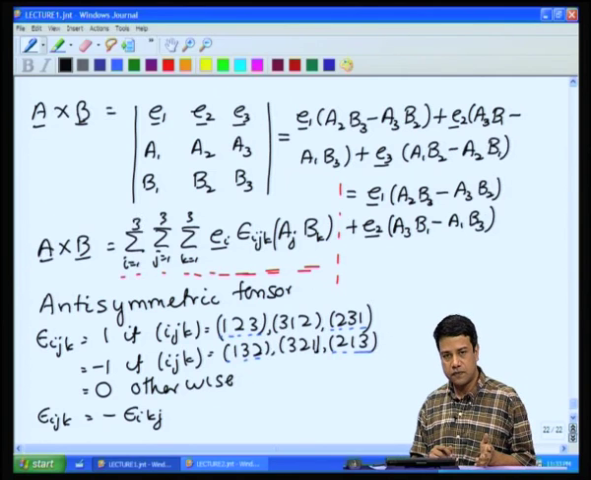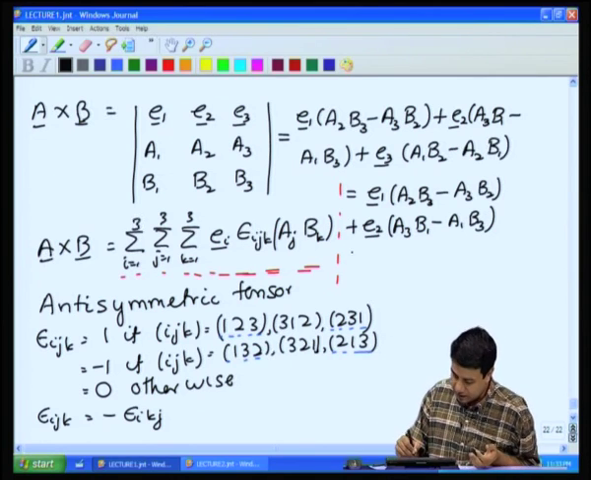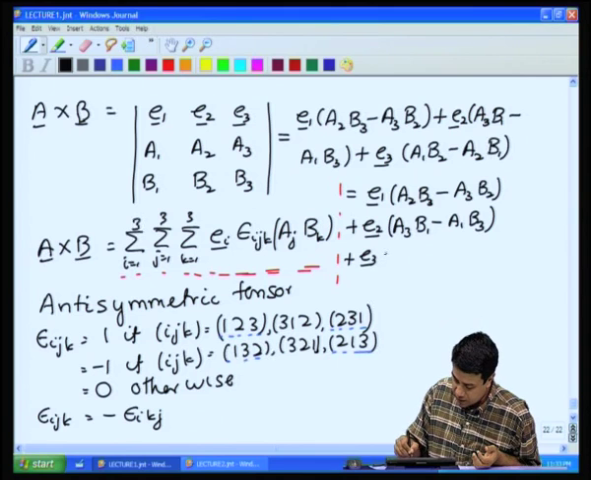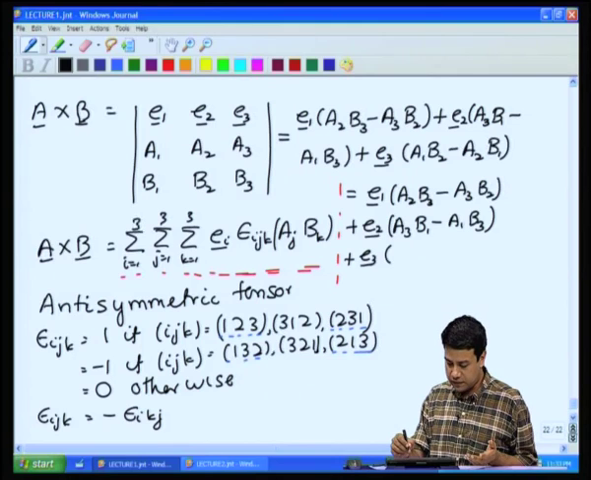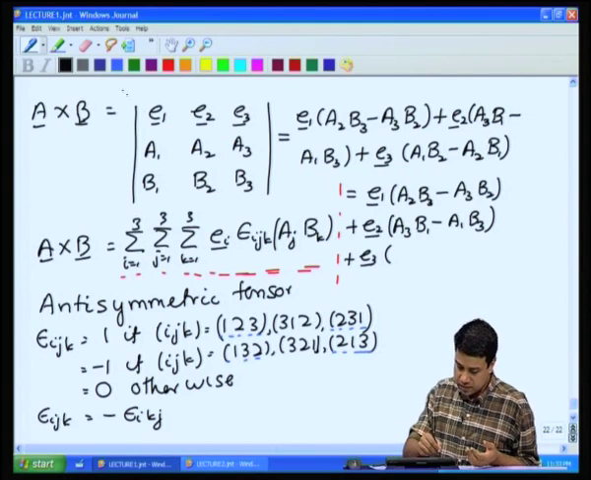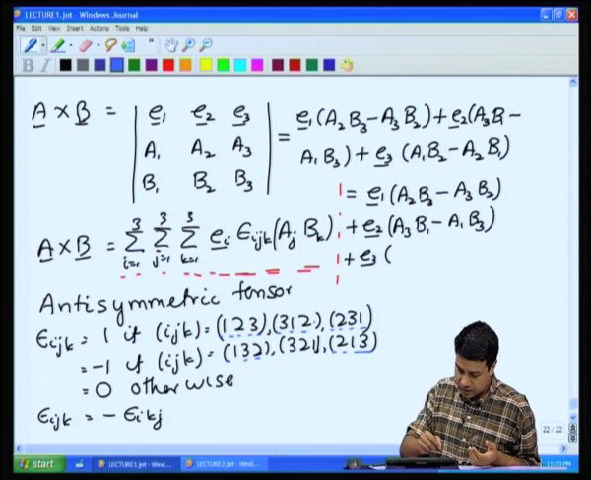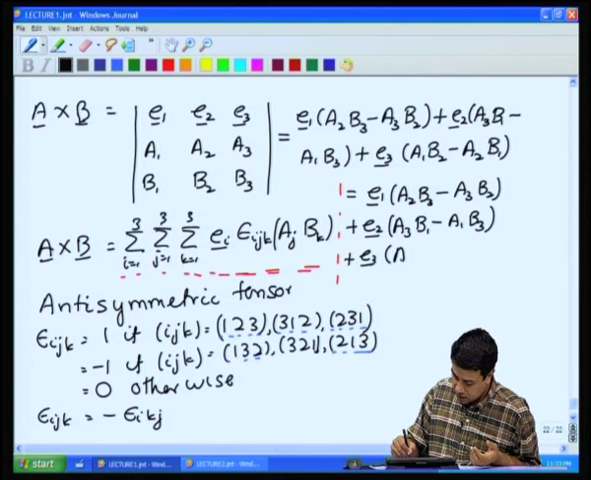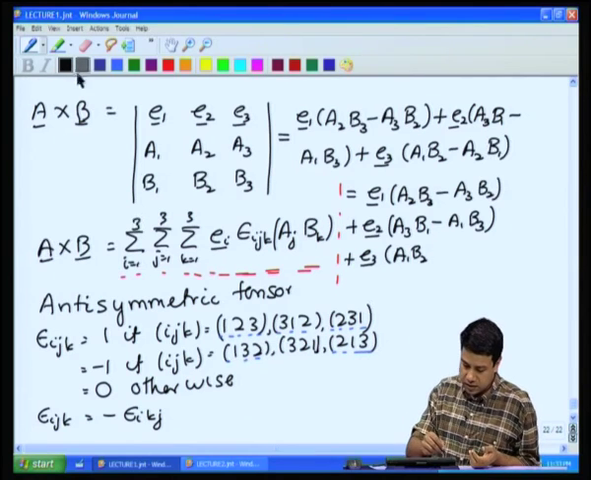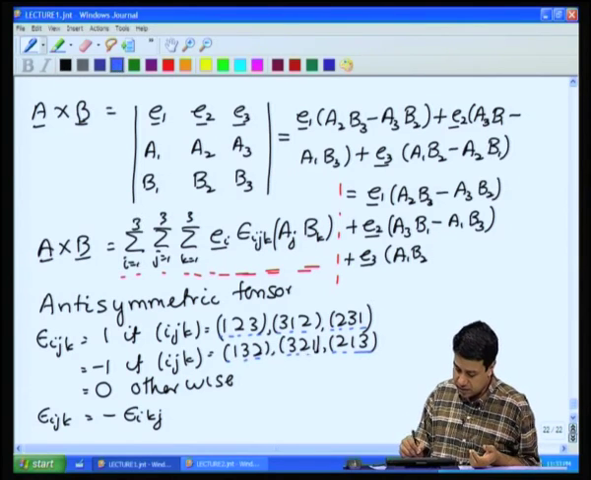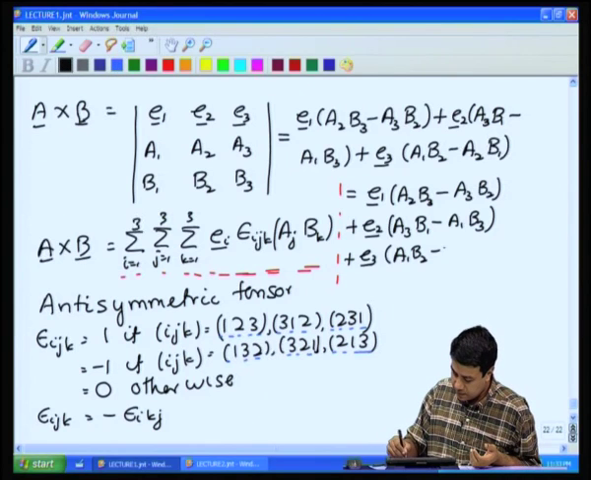Similarly, you can do it for i is equal to 3, in which case you will get E 3 vector into, you can do it quite easily. The first is when i is 1 and j is equal to 2, in that case epsilon is equal to plus 1. So, you will get A 1 B 2, and the other case where i is 2 and j is 1, and you will get minus 1 there.